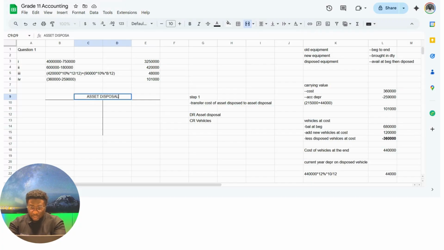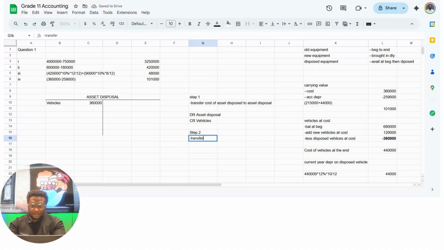So we're going to go here and have asset disposal. In terms of the date, the date would be the date of sale, so that is 31 December 2023, and that's pretty much the date for everything else, right? And then we're going to have vehicles in our details, and our folio reference would just be general journal, so just GJ. Now the cost of this vehicle, we worked it out in the previous question, is in fact 360,000.